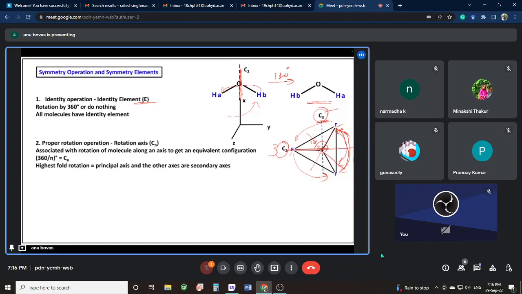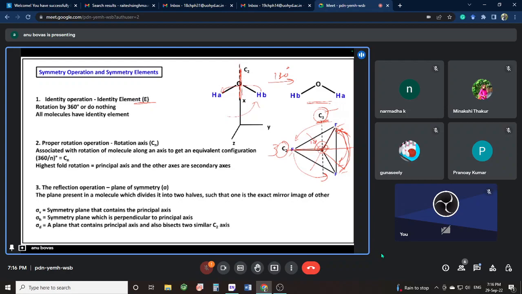Okay, this is the second symmetry operation. Now, going for the third symmetry operation, that is the reflection operation. The symmetry element associated with it is called the plane of symmetry and is represented by sigma. If a molecule has a plane that divides it into two halves such that one is the exact mirror image of the other. For example, if we take water itself and cut along the oxygen, this side is exactly the mirror image of this side. So this has a sigma plane.